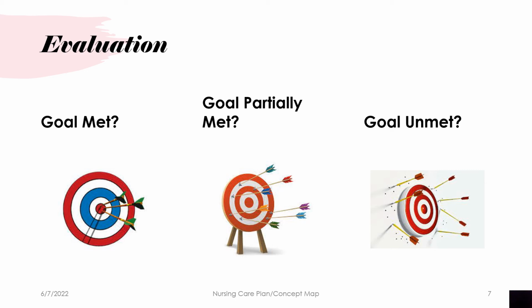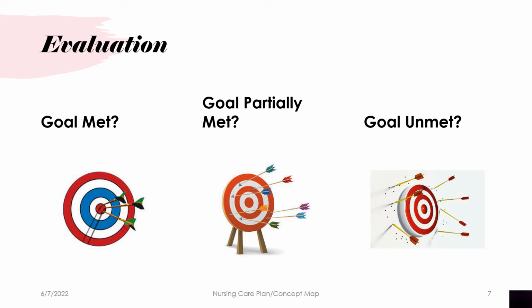Goal met, patient ate 50% of all meals today. Goal partially met, patient ate 25 to 50% of all meals today. Goal unmet, patient ate none of their meals today. Finally, you want to say what you will do now that you have evaluated your plan. Goal met, patient ate 50% of all meals today, continue plan of care.